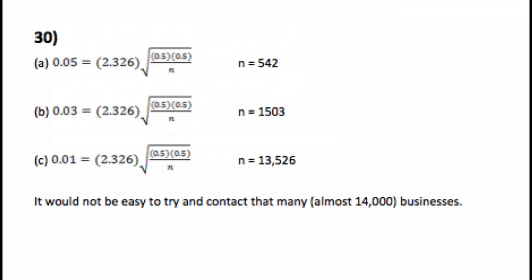Then we're going to change it to 3%, and we get 1,503. And if we change it to 1%, I get 13,526. So it would not be easy to try to contact that many people, almost 14,000 people or businesses. So to just have 3%, it's probably still close enough, especially with a 98% confidence. So you're really making it a lot more challenging just to shave off 2%. All right, that's it.